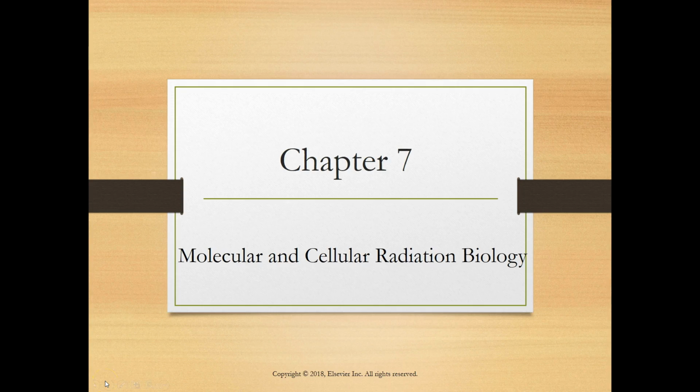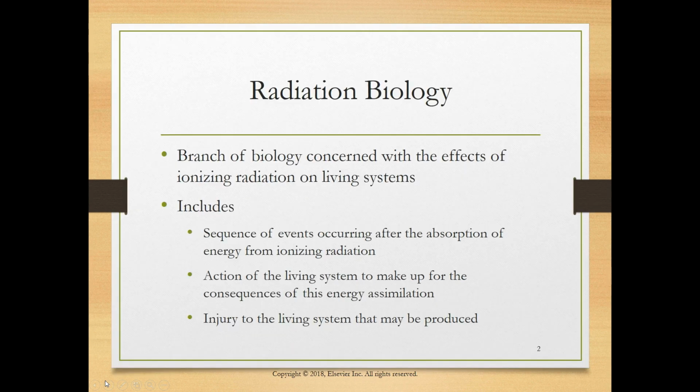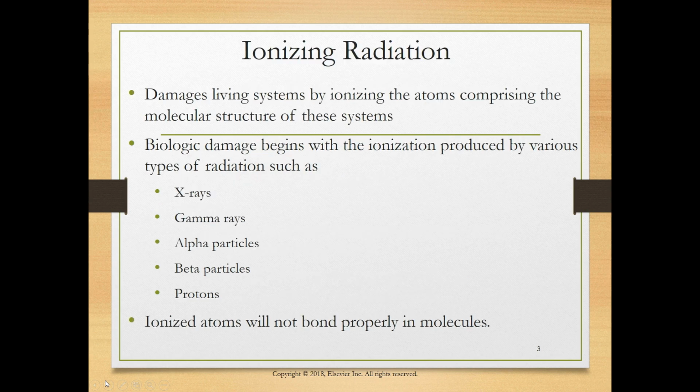Hi everyone, this is a lecture on Chapter 7, Molecular and Cellular Radiation Biology. We're going to talk about the branch of biology that concerns itself with the effects of ionizing radiation on tissue, on living systems. This is going to include the sequence of events occurring after the tissue has absorbed ionizing radiation energies, the action of the tissue or the living system to make up for those consequences of absorbing the energies, and the injury to the living system that may be produced.